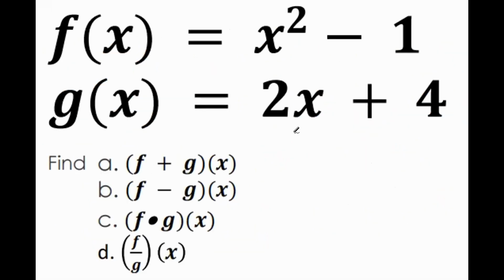Suppose we have these two functions, f and g, defined as follows. F of x is equal to x squared minus 1 and g of x is equal to 2x plus 4. We'll find a, the sum of these two functions, b, the difference between these two functions, c, the product of the two functions, and d, the quotient f divided by g of x.